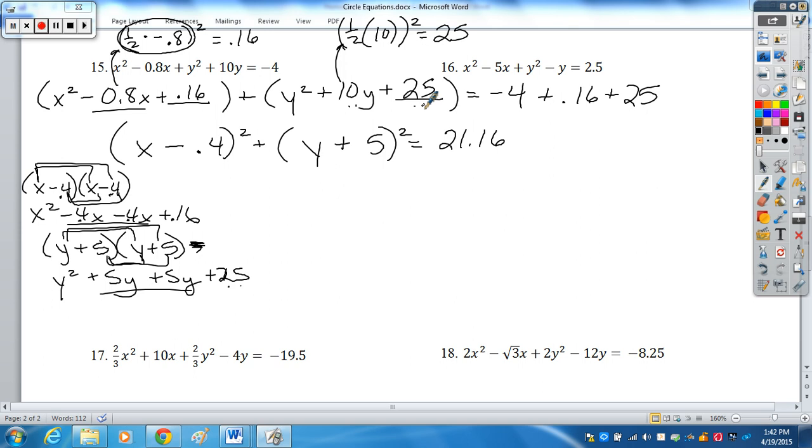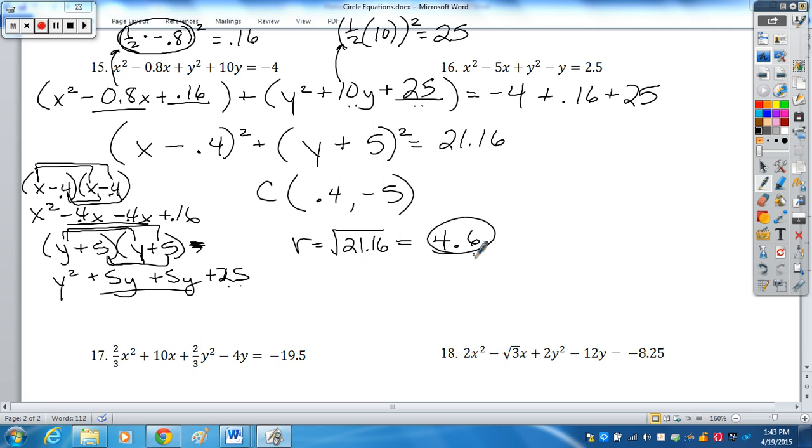Okay. So our center is going to be at the opposite of this, positive 0.4, and the opposite of this, negative 5. Okay. And then the radius length is the square root of 21.16. Well, when you plug it in your calculator, it ends up being a pretty nice decimal, 4.6. And so that's how you figure out the last part there.